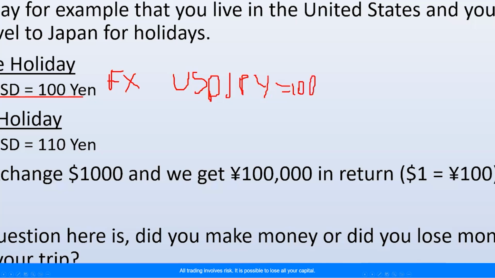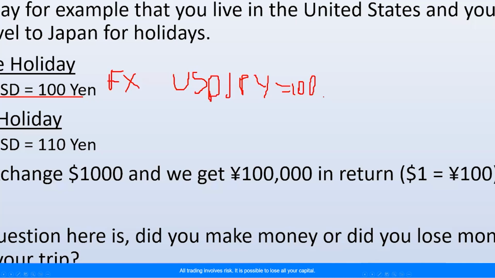That means I can exchange $1 that I currently hold into yen now, and I will get 100 yen back. This is a hypothetical scenario. The actual FX rate between dollar and yen is currently somewhere around the 140 something range, somewhere in there. So this is for purposes of simplistic understanding of what we're talking about with FX rates here. So the dollar-yen pair is currently at 100.